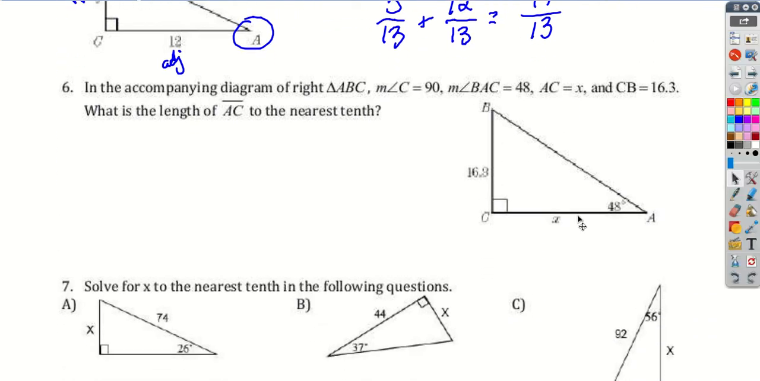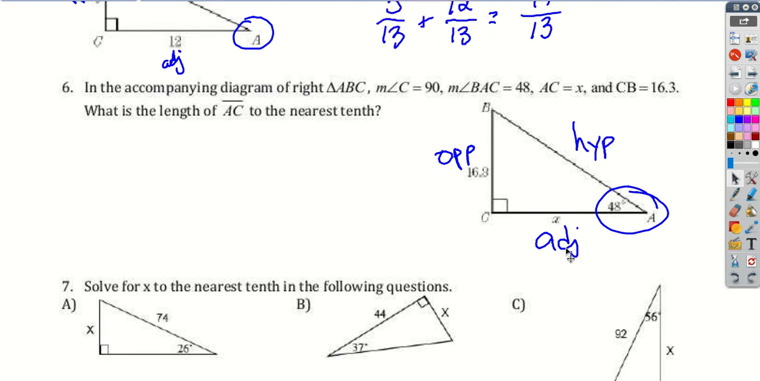Question number six. Okay, we have our diagram, we have it labeled, we want to find the length of AC, so we put an X there. So we know we're using a right triangle with an angle, so I want to use SOHCAHTOA. So remember, we're going to find our angle, label our sides, there's hypotenuse, adjacent, and opposite. And because I'm using the opposite and adjacent, I'm going to use tangent.